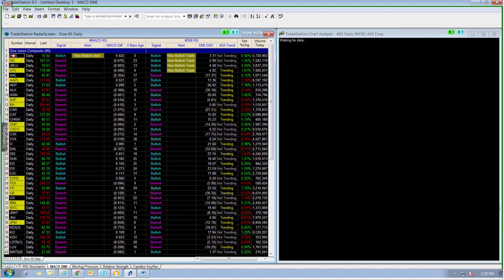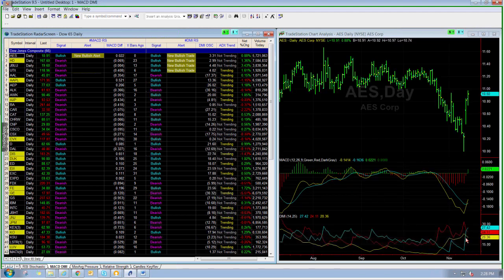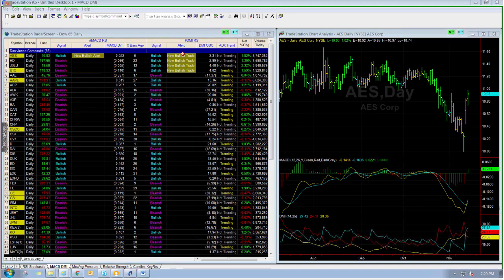So here AES is telling us that there's a new bullish trade in both the MACD indicator and the DMI for AES. I always try to use indicators in combination, and especially trending indicators. I'm looking for confirmation. With DMI, basically DMI is another trending type indicator. This is another Wells-Wilder indicator.